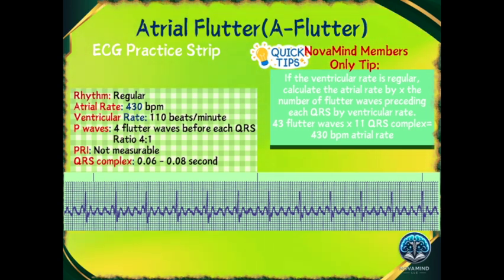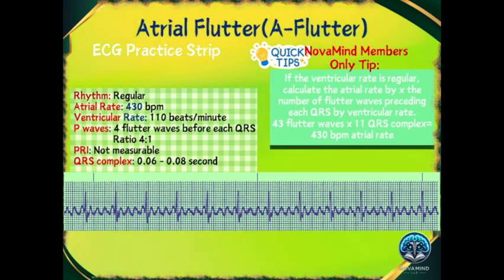Step 3. The P waves. They are flutter waves. There are 4 flutter waves for every QRS complex, and they exhibit that typical sawtooth pattern that is classic for atrial flutter. These waves are consistent in morphology and appear before each QRS complex, indicating a 4-to-1 conduction ratio.